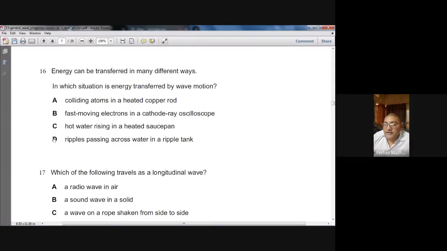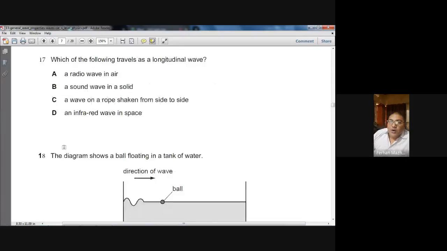So for question 16, D is the right choice. Which of the following travel as a longitudinal wave? A radio wave in air? Radio waves are transverse waves. A sound wave in a solid? That's a longitudinal wave. A wave on a rope shaken from side to side? That's a transverse wave. An infrared wave in space? That's also a transverse wave. So longitudinal wave, B is the choice. Question 17, B is the right choice.